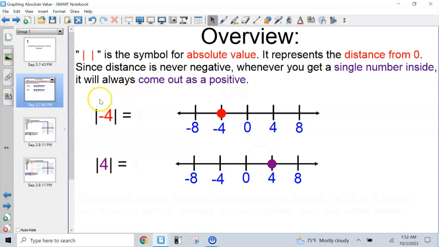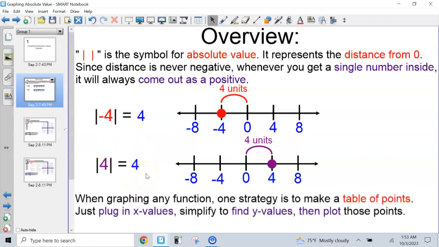The absolute value of -4 means how far is -4 from 0 on the number line. Well, this is exactly 4 spaces, so the absolute value of -4 is +4. Here's another quick example. Absolute value of +4. So how far is +4 from 0 on the number line? It's 4 units. Absolute value of 4 stays 4. So the single number side comes out positive.